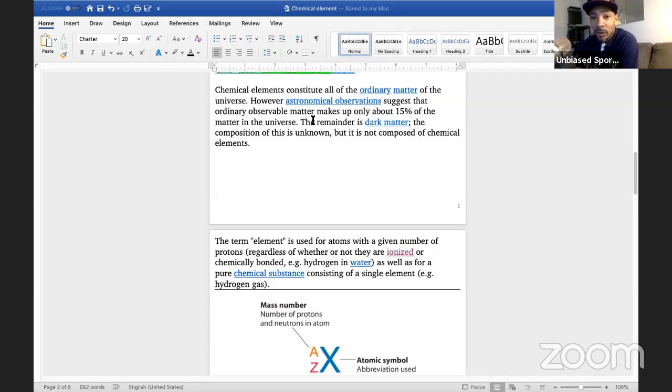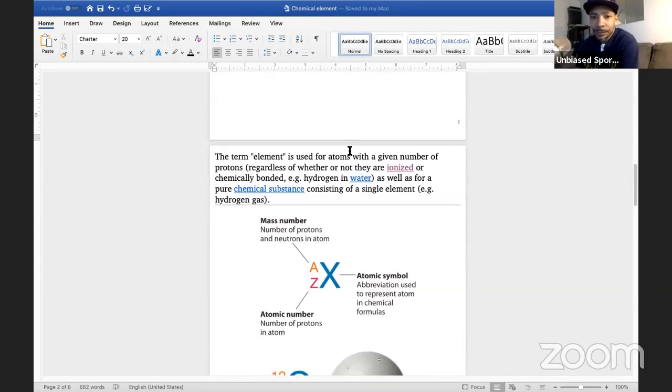However, astronomical observations suggest that ordinary observable matter makes up only 15% of the matter in the universe. The remainder is dark matter. The composition of this is unknown, but it is not composed of chemical elements. Okay? Dark matter is not composed of chemical elements. So it will not add to the table, to the chart.